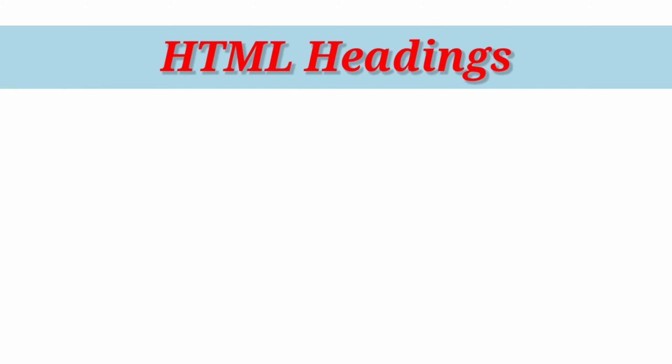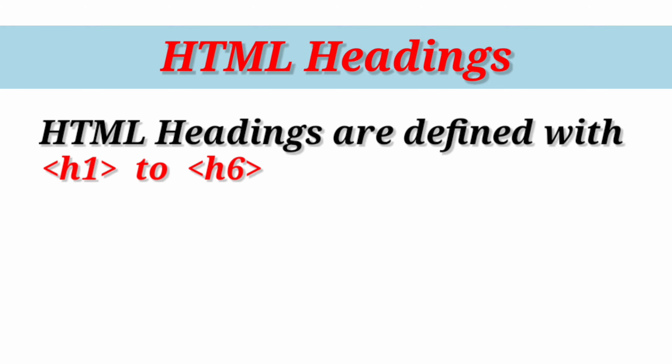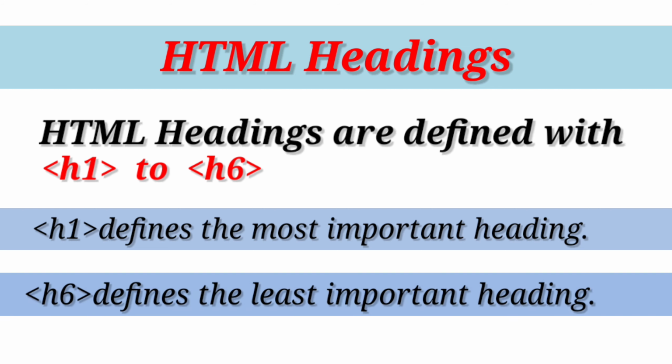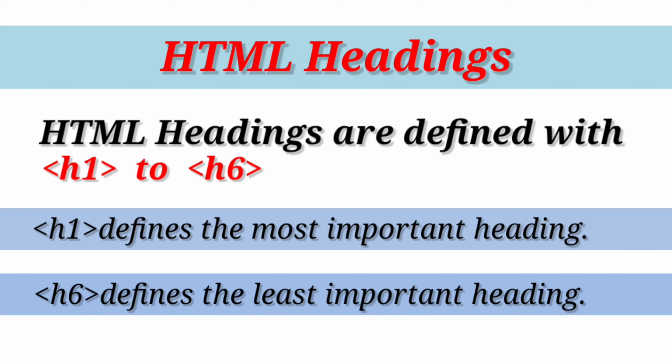So the first topic is HTML heading. HTML headings are defined with the h1 tag to h6 tag. h1 defines the most important or biggest heading, while h6 defines the least important heading. I will now show you how it works with an example.